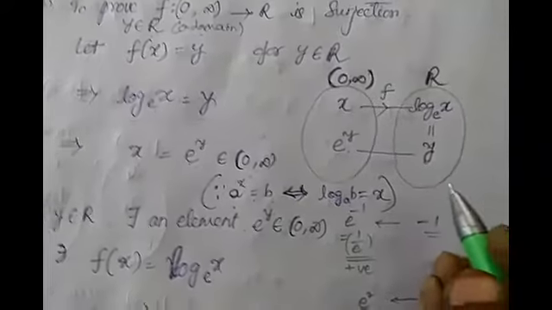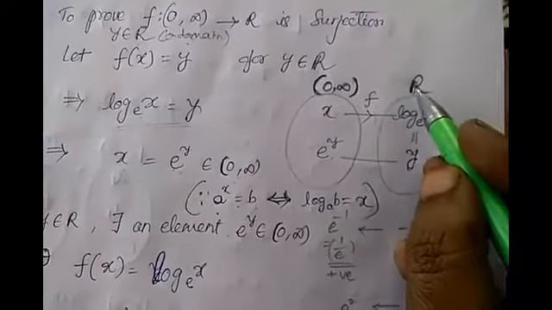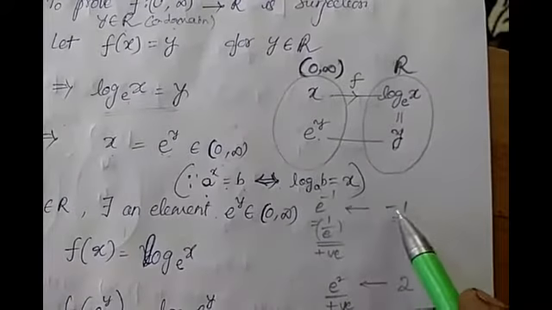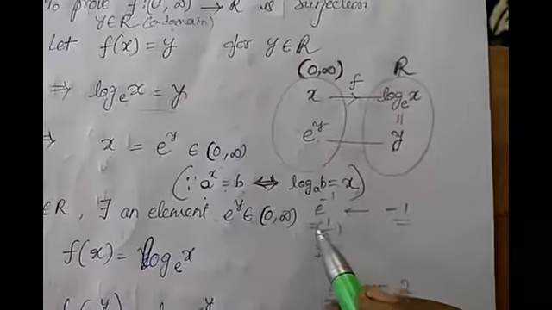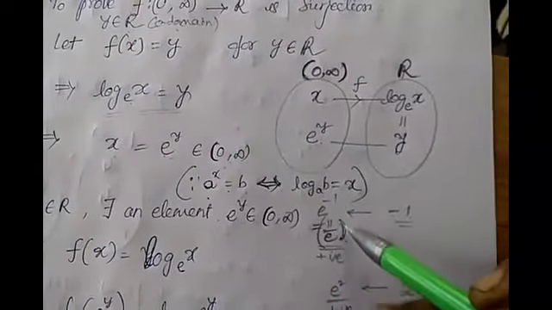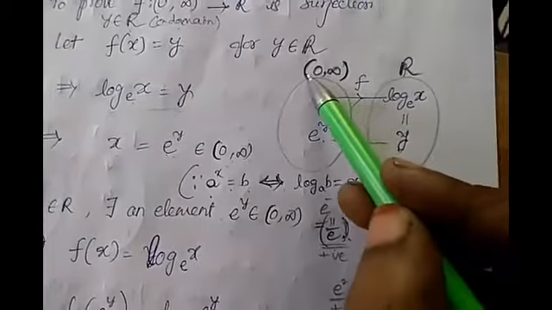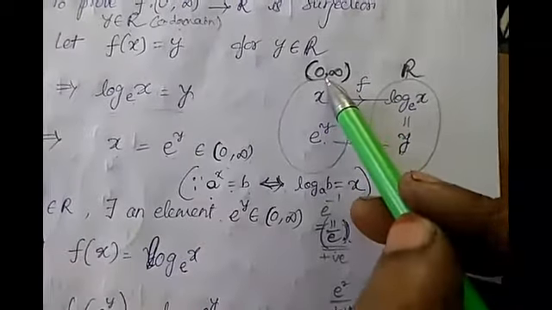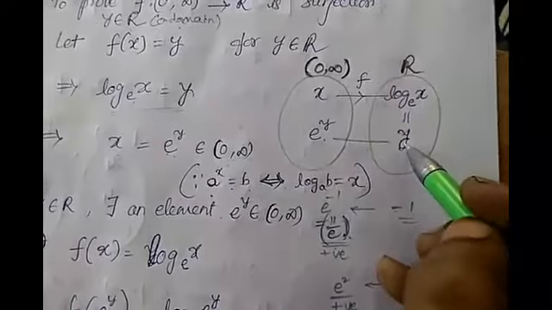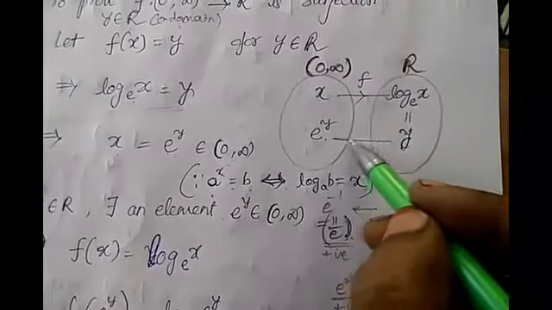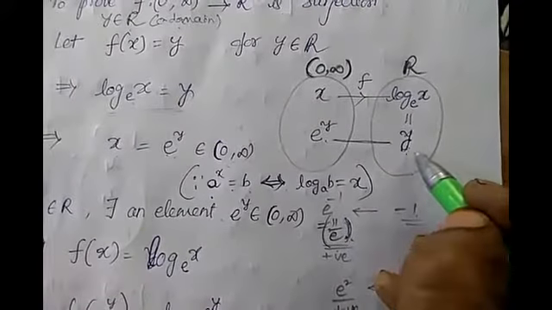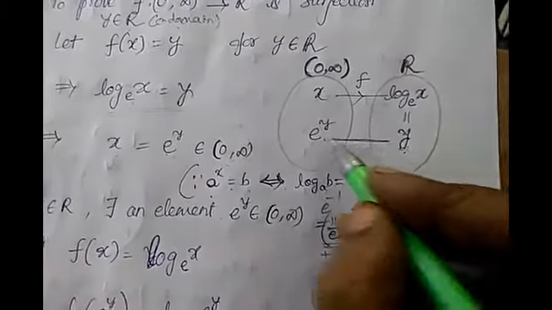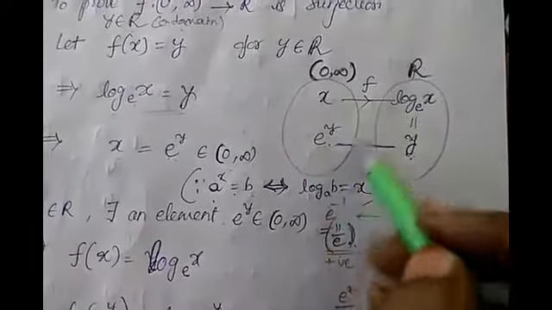Let us take any value in the real number set, either negative or positive. Let us take a negative value, -1. If you take -1, then e power -1 gives 1 by e. What is 1 by e? A positive real number. So positive real numbers belong to the open interval 0 comma infinity. So for every element y in the codomain, there should be an element e power y in the domain set.